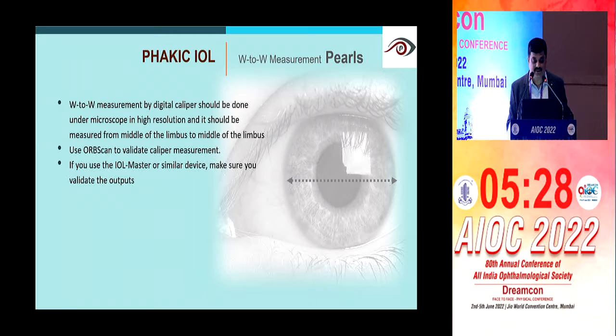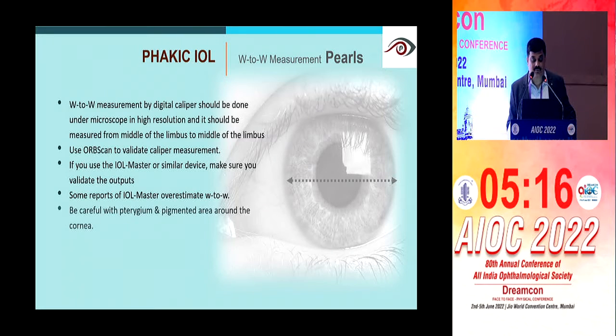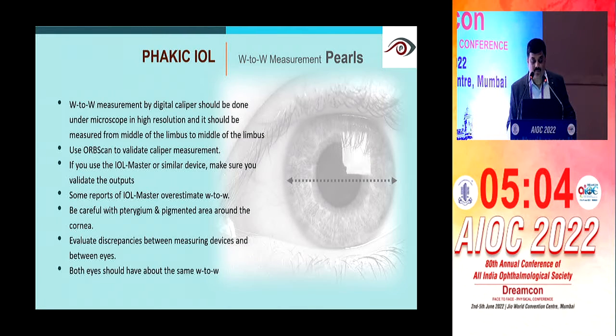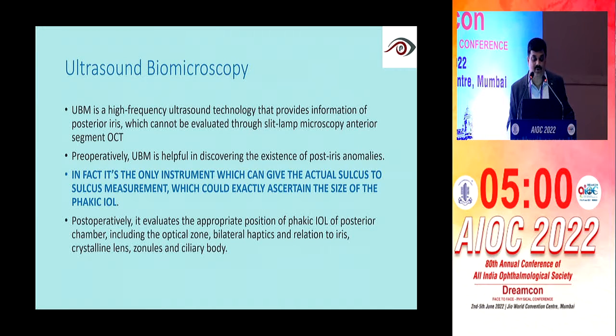Very, very important. If you have an IOL Master or a similar device, make sure that it validates the output. Some reports say the IOL Master gives an overestimation of white to white. You should be especially careful in patients with pterygium or pigmented areas around the cornea. Evaluate discrepancies between measuring devices and between the eyes. Both eyes should have about the same white to white. This is very, very important.